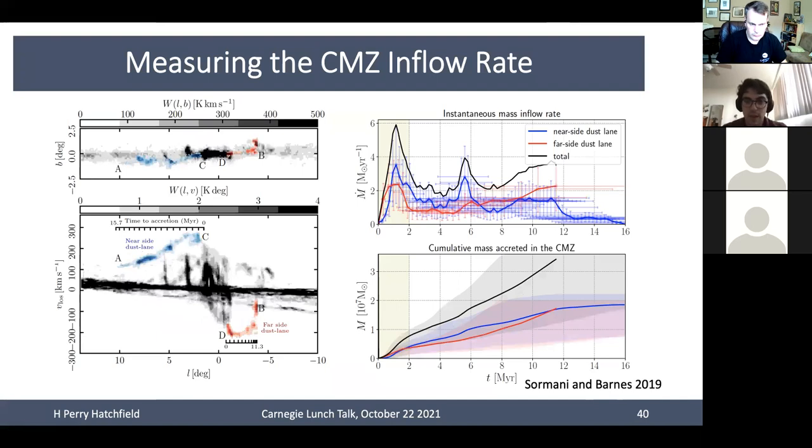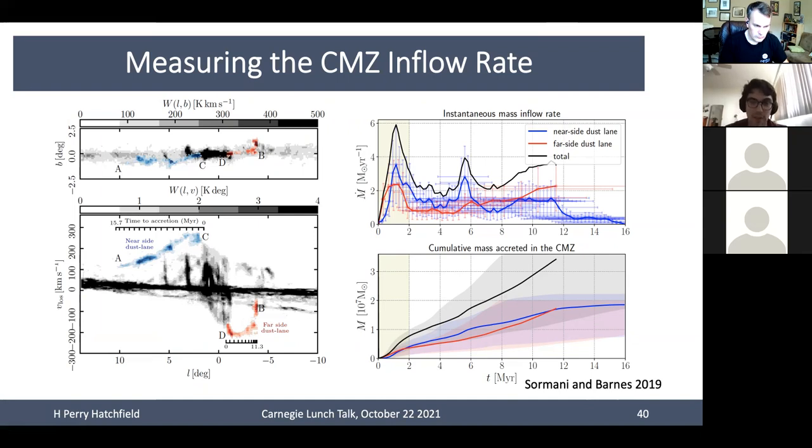So Sormani and Barnes in 2019 published a paper trying to figure out what that inflow rate is by looking at the position velocity diagram and saying, well, if these dust lanes are pushing gas inwards towards the galactic center, then we expect them to be feeding gas onto the galactic center according to their velocity. So by using a simple geometric model for those dust lanes, they were able to provide a forecast of the inflow onto the galactic center over the next few mega years.